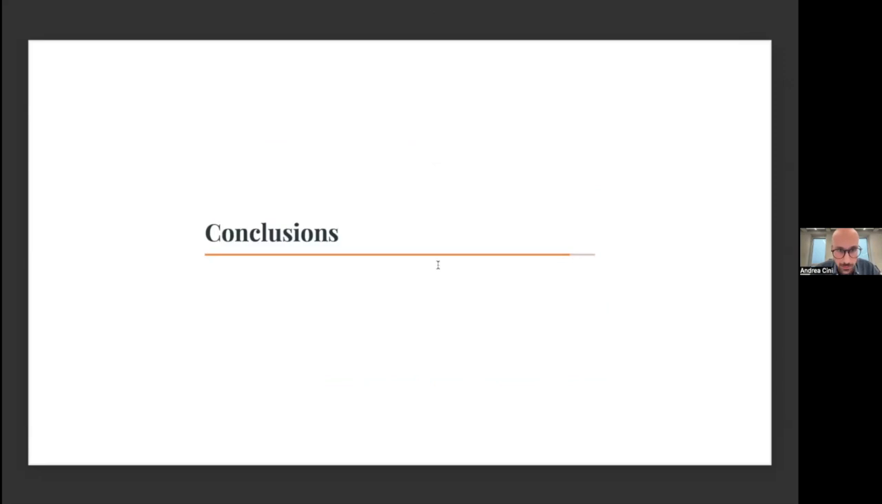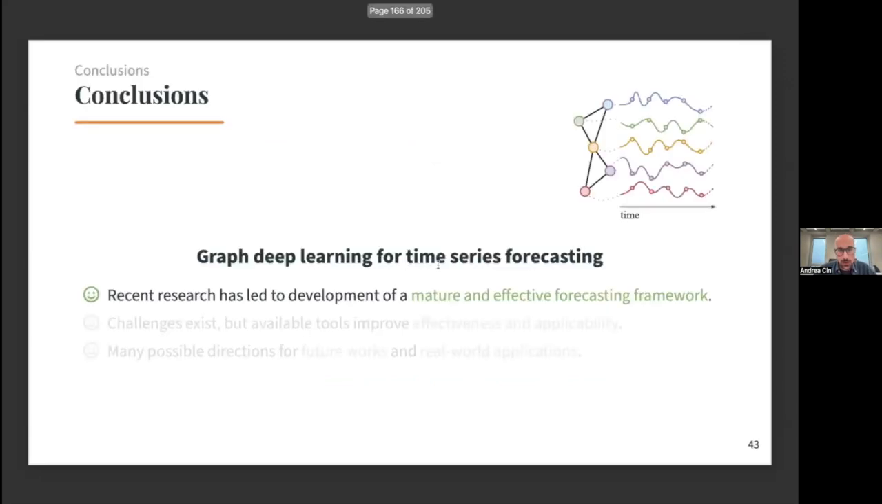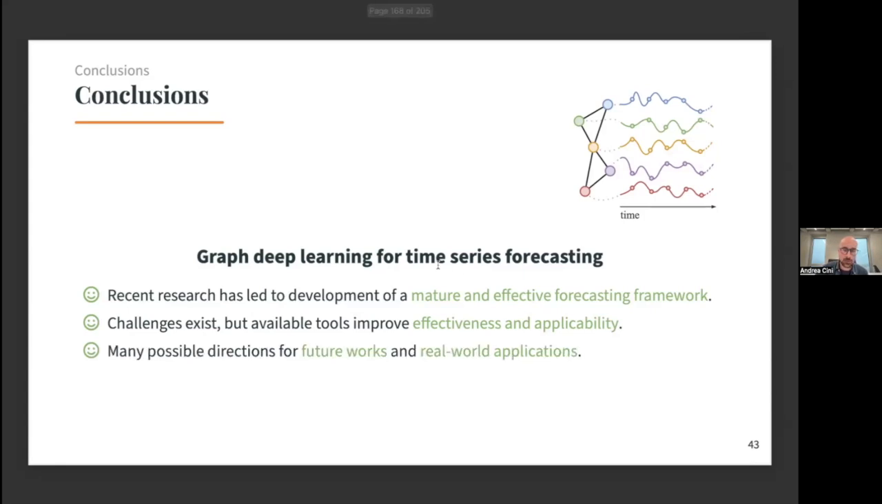And yeah, this concludes this overview. The takeaway is that recent research on these methods, so here the spotlight was on our work, but clearly this is a collective effort, has led to the development of a very mature and effective forecasting framework, exploiting graph-based representations and graph deep learning architectures. And challenges definitely exist, but the available tools do improve the effectiveness and applicability of these techniques. And there are many possible directions for future work, and also a lot of real-world applications where these methods can really have an impact.